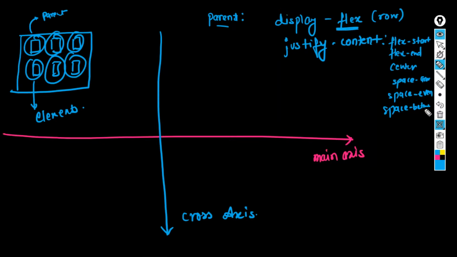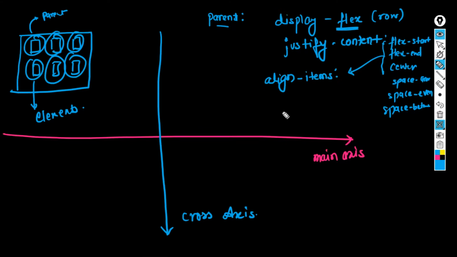And if you want to arrange according to the cross axis, meaning vertically, you have to use align items. Now this has only 3 options, these 3 values. No need to submit the assignment, it is for yourself, for your understanding. Okay, align items.